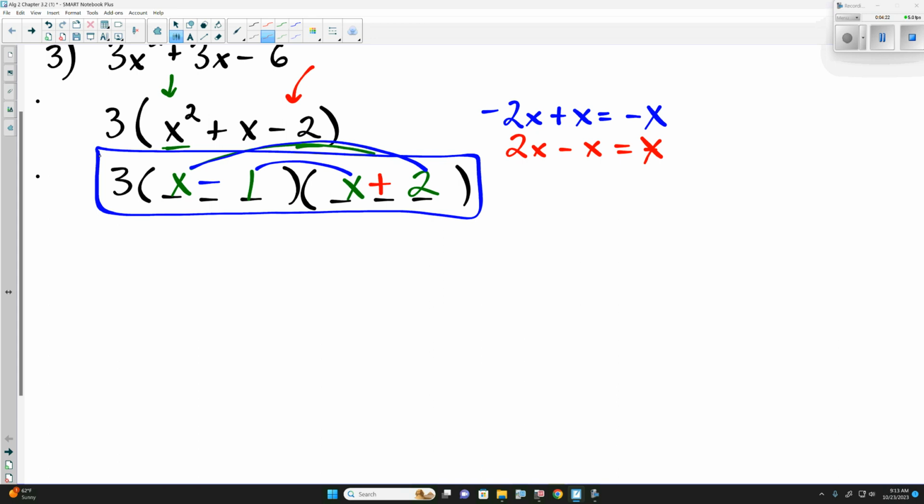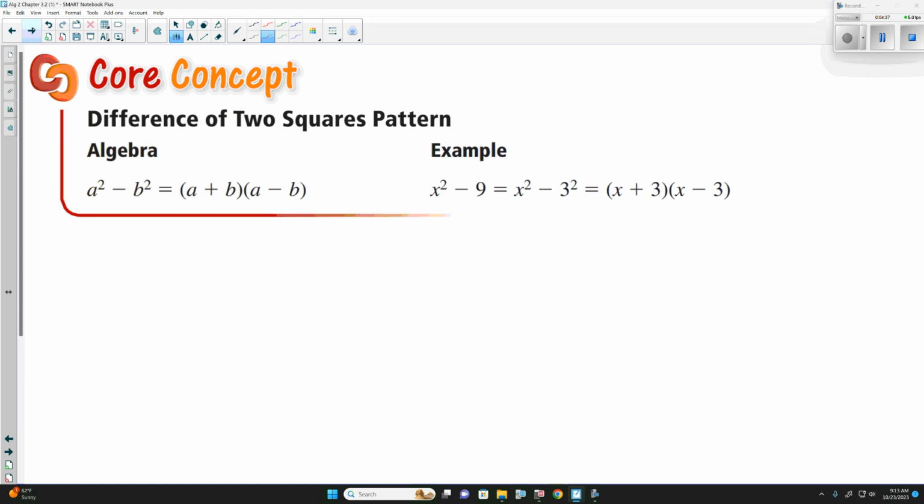Number 3 on 311. Any other questions over the homework? Question over any of the other homework assignments? Okay.